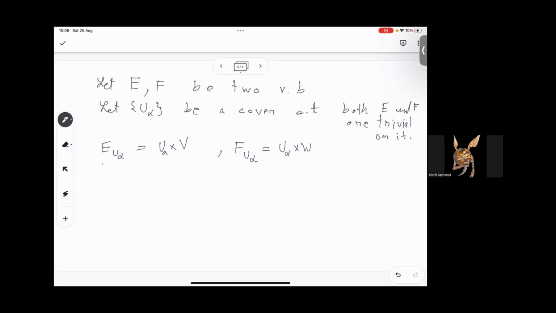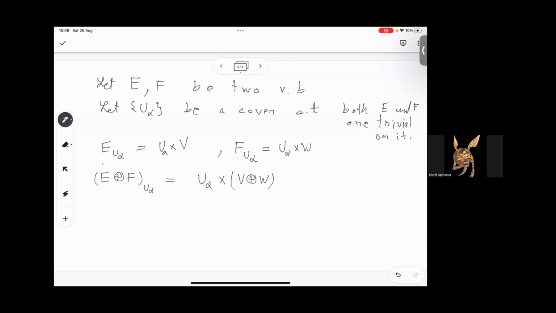The basic idea was that for the trivial bundle, you define the operation by just defining it to be trivial. So when we define E direct sum F restricted to U alpha, we'll just define it to be U alpha cross V direct sum W. So on trivial bundles, you just do the obvious thing.